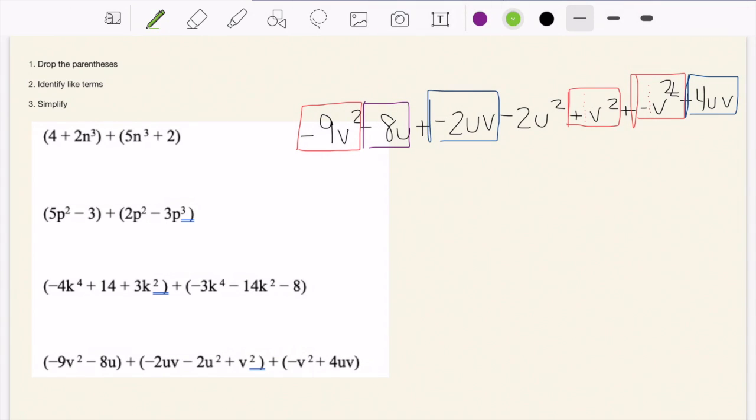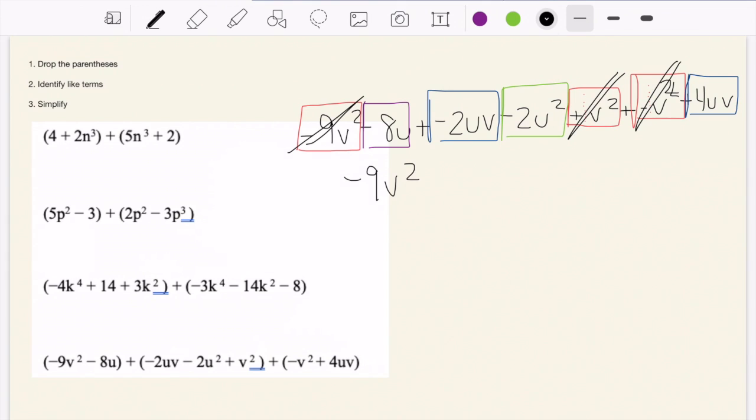And then we have negative 2u squared. So then we're going to go ahead and combine them. So we have negative 9v squared plus 1v squared minus 1v squared. These two actually cancel each other out because plus 1 minus 1. So we just have negative 9v squared. And I'm going to cross them out just so I know I've already dealt with them, because this is a pretty long equation and I don't want to get myself confused.